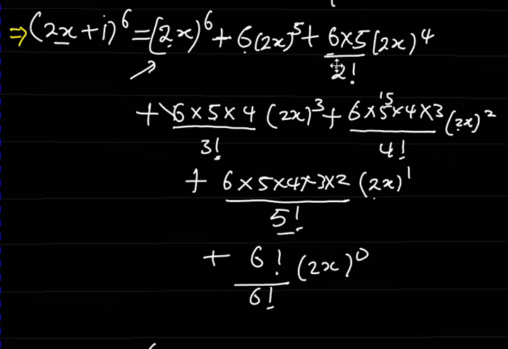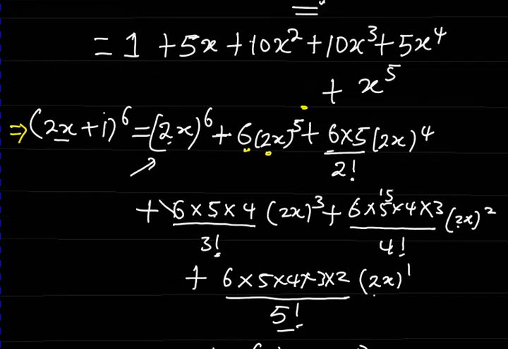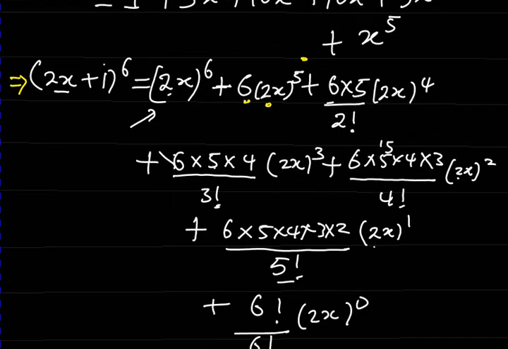So here, let's see what we have. This is 2 raised to the power of 5, which is 32. 32 multiplied by 6. So 32 times 6, what do we have? 192. So the next term is 192, then of course x raised to the power of 5. Let's proceed.